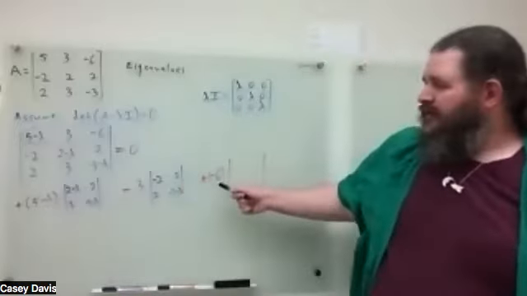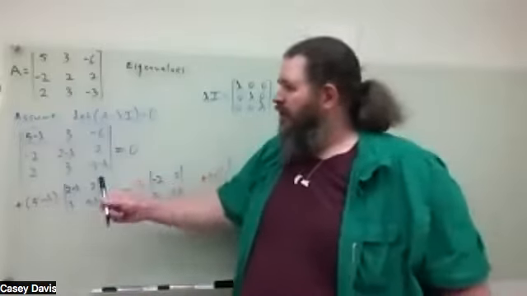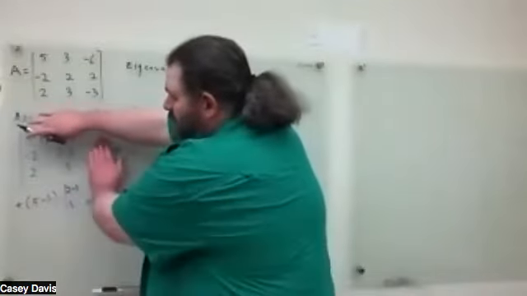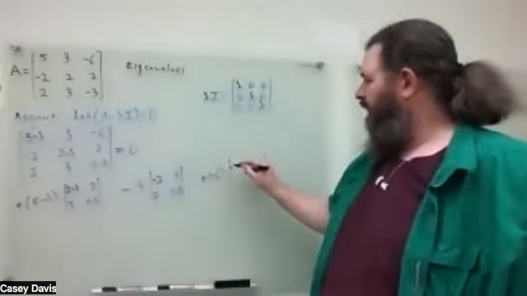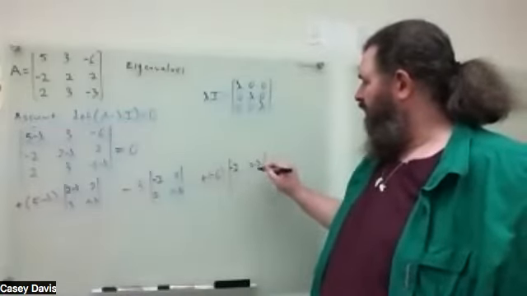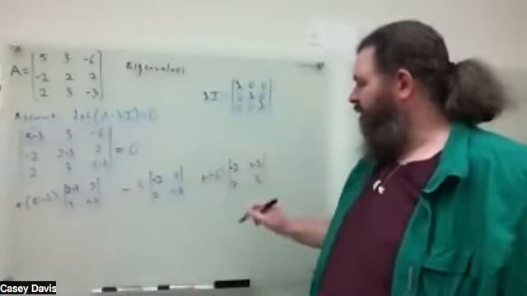And likewise for the -6, that's in the top row right column. So ignore the top row, ignore the right column, and we're left with another 2x2 subdeterminant: -2, 2 minus lambda, 2, 3.